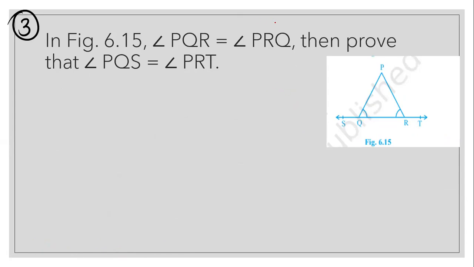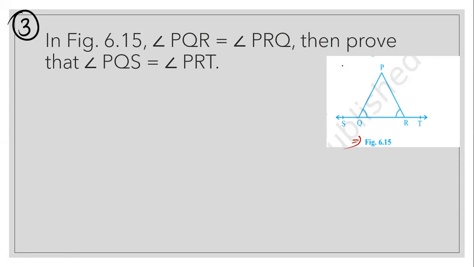Now moving on to the third question. Okay, fine. So now we have the third question. Let's see what it tells us. So in figure 6.5, that is this figure, angle PQR is equal to angle PRQ. Then prove that angle PQS is equal to angle PRT.